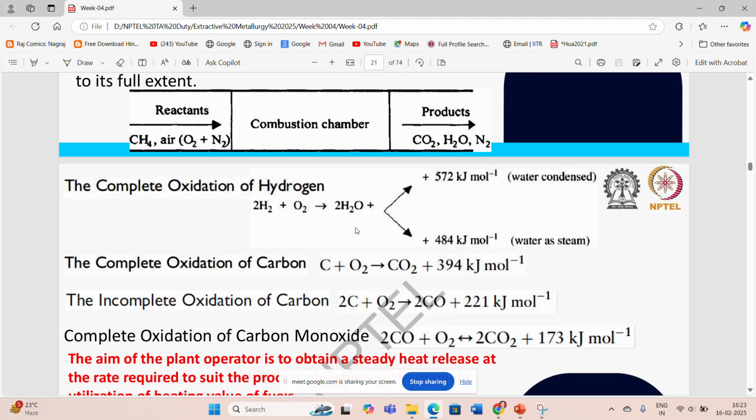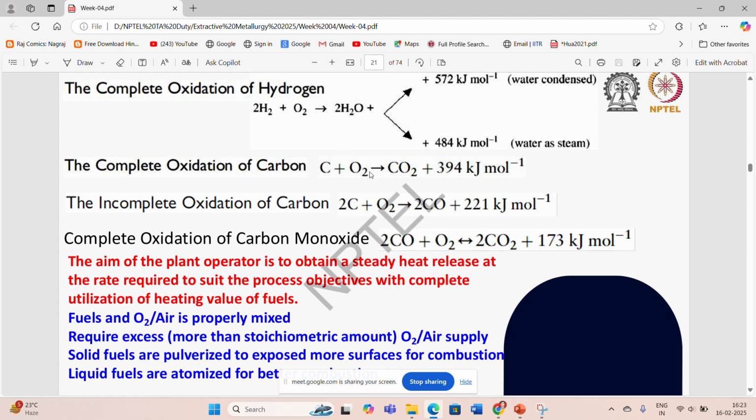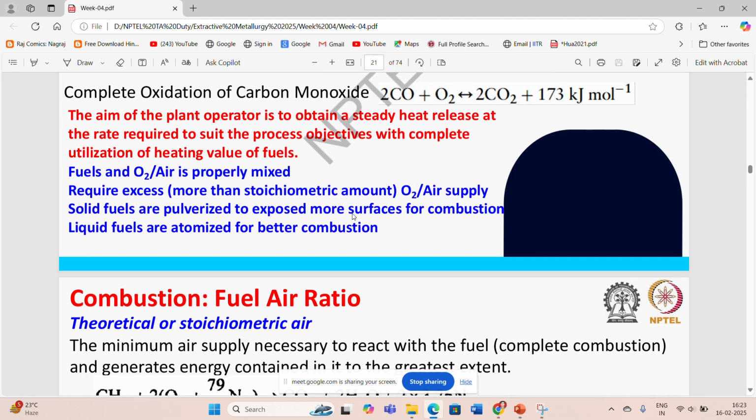As we can see, the complete oxidation of hydrogen is going to get converted into H2O. If the water is going to condense, it will release energy of around 572 kilojoule. If water is still present as steam, it will release energy of around 484 kilojoule per mole. The complete oxidation of carbon, C plus O2 equal to CO2, is going to produce energy of 394 kilojoule per mole. The incomplete oxidation of carbon is going to produce energy of 221 kilojoule per mole.